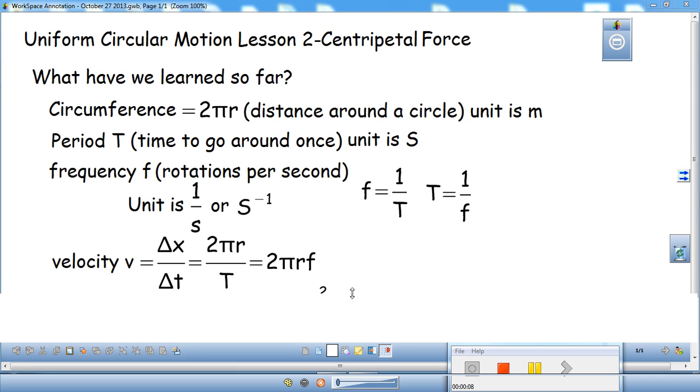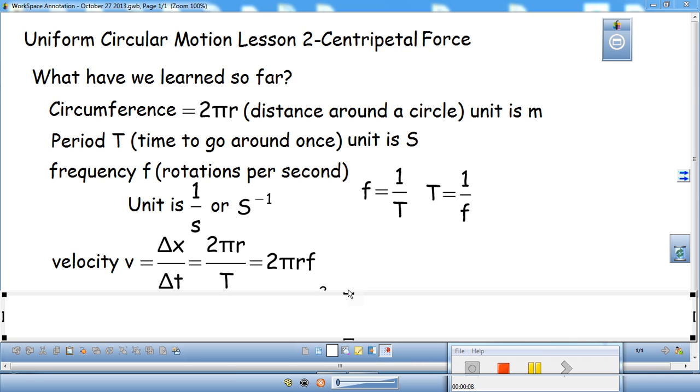Then we talk about the velocity, v. Well, that's the distance traveled divided by the time. So the distance around the circle we know is the circumference of 2 pi r, and the time is the period, T. So the velocity is 2 pi r over T. But since f is 1 over T, we can also say it's 2 pi r times f.